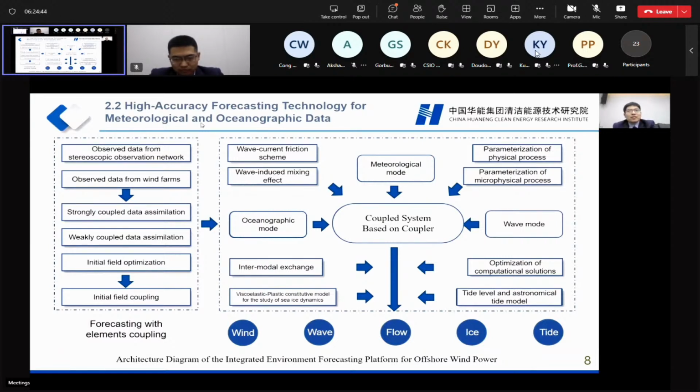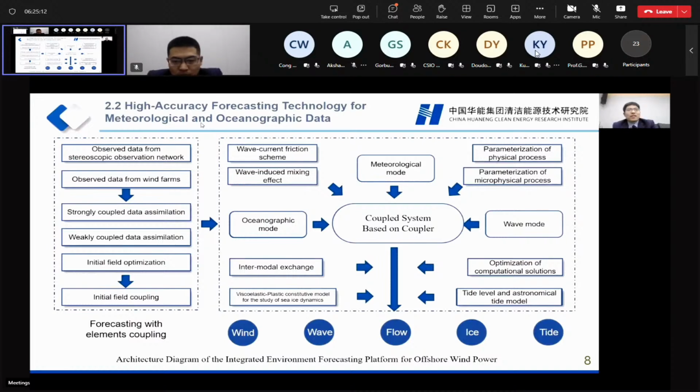On the basis of the coupling model, real-time coupling among atmosphere, ocean, and wave simulation is carried out by utilizing the meteorological mode, the oceanographic mode, and the wave mode. At the same time, continuous simulation of the wind field is applied by the Weather Research and Forecasting model, and then the coupled system based on a coupler is established.